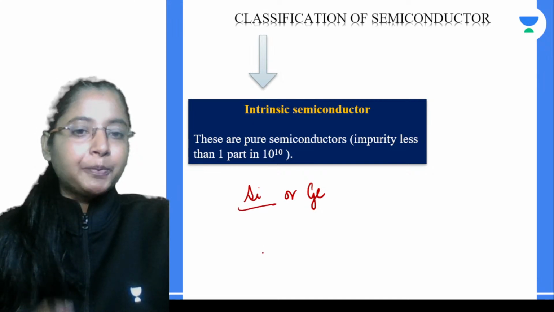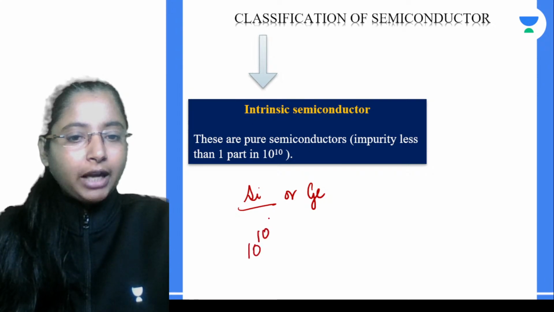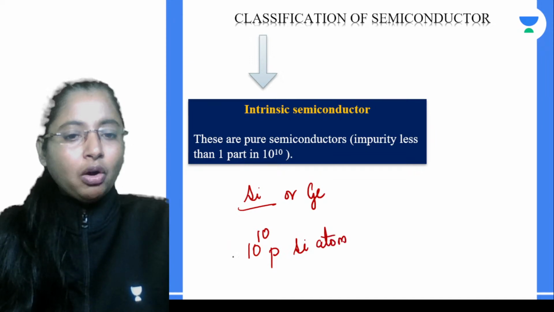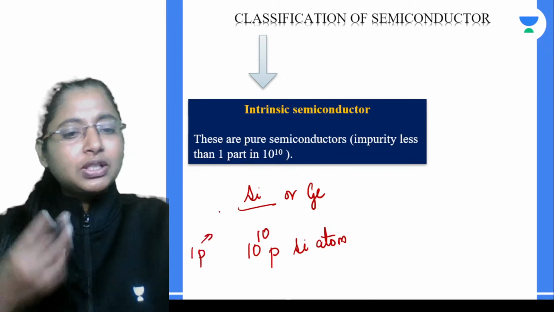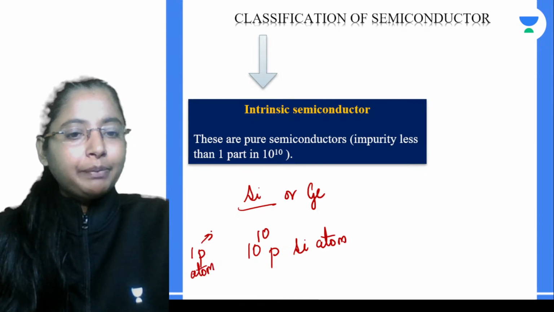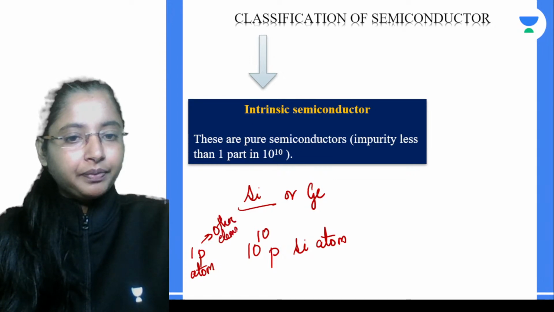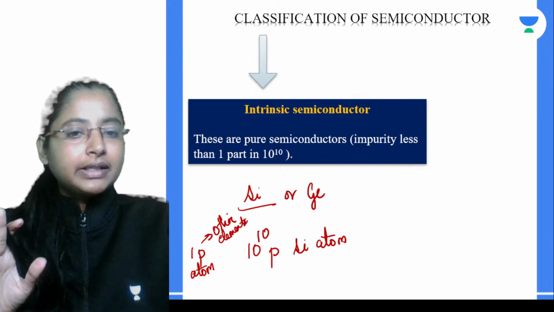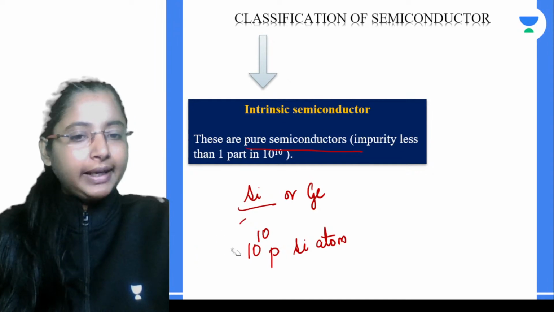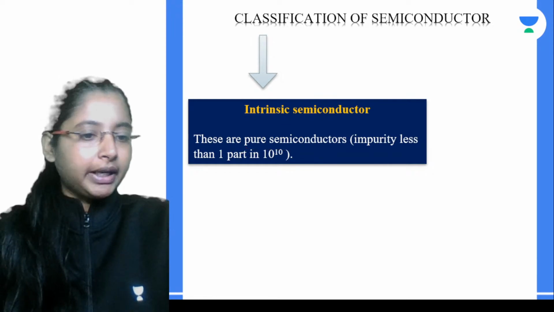silicon. Out of 10 to the power of 10 parts of silicon atoms, one part could belong to some other element. One part of the atoms in this particular compound can belong to some other elements. It could be any type of other elements. This is an intrinsic semiconductor, meaning they are very pure semiconductors. So silicon and germanium semiconductors are basically intrinsic semiconductors.